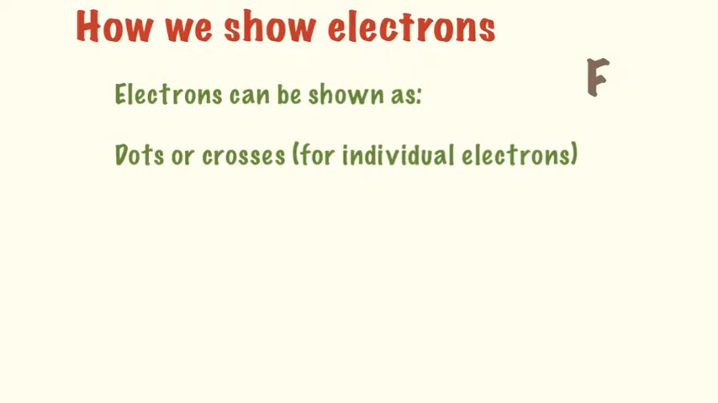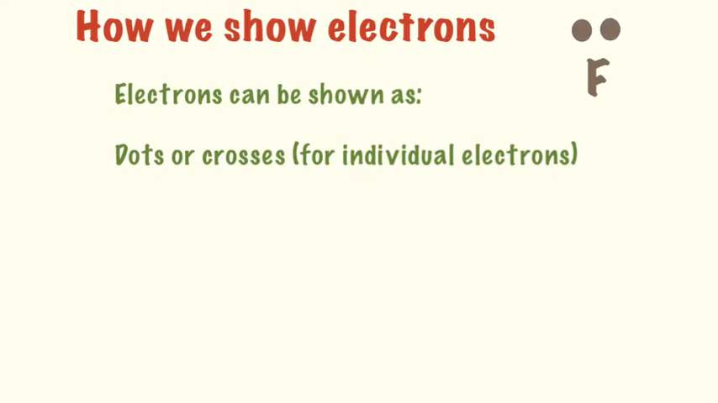Right. Probably the most obvious way for us to show valence electrons is to show them as dots or crosses. Now, for the sake of us doing it, I'm going to show them as little balls, and they're going to go here. I'm going to use the atom fluorine, and as we know, fluorine has the electron packing of 2.7. In other words, 7 electrons in its valence shell. So let's see how they could pattern in.